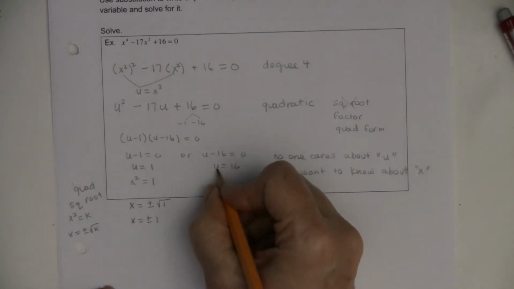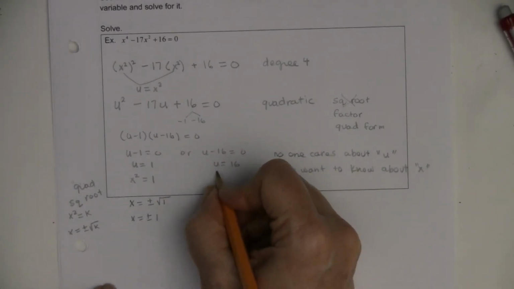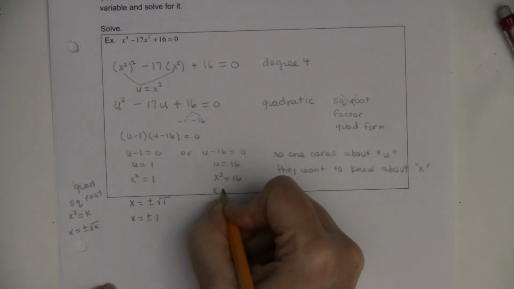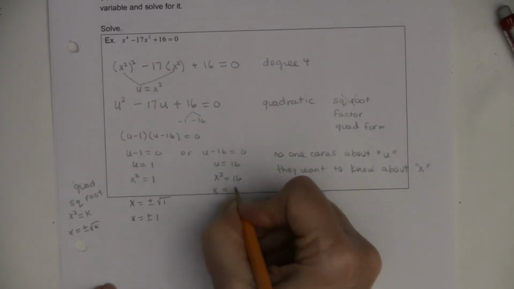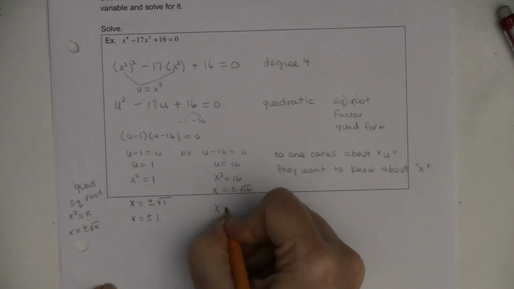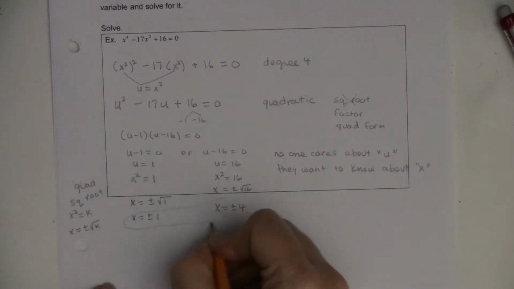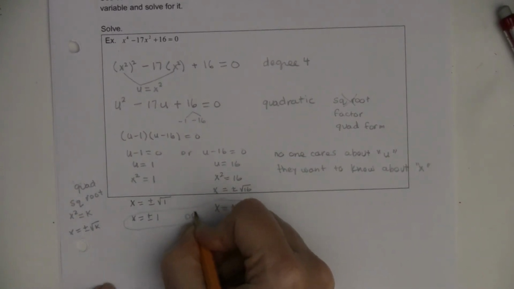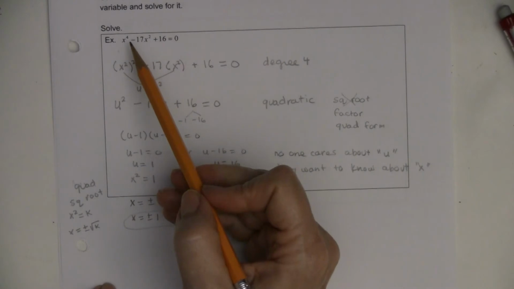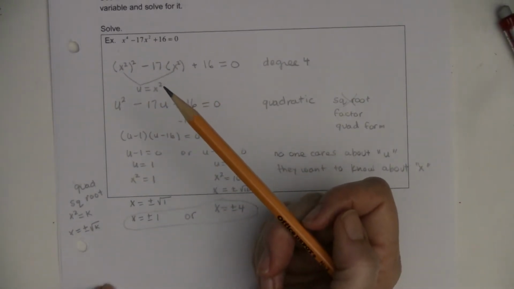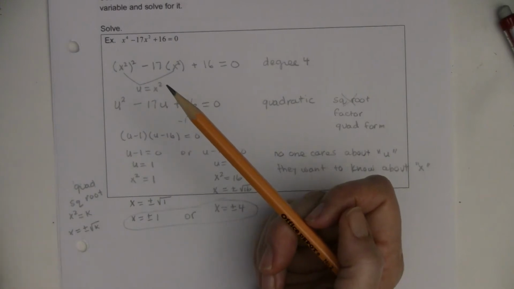I'm going to do the same thing here. I'm going to drop back to x. From u, I'm going to drop back to x. So this is x squared equals 16. So that x equals, using the property, x equals plus or minus the square root of 16. So that x equals plus or minus 4. So altogether, I have 4 answers, which is how many answers you would expect from something that is degree 4. 4 answers, right? And if I didn't have 4 answers, it would be because there was repeats.